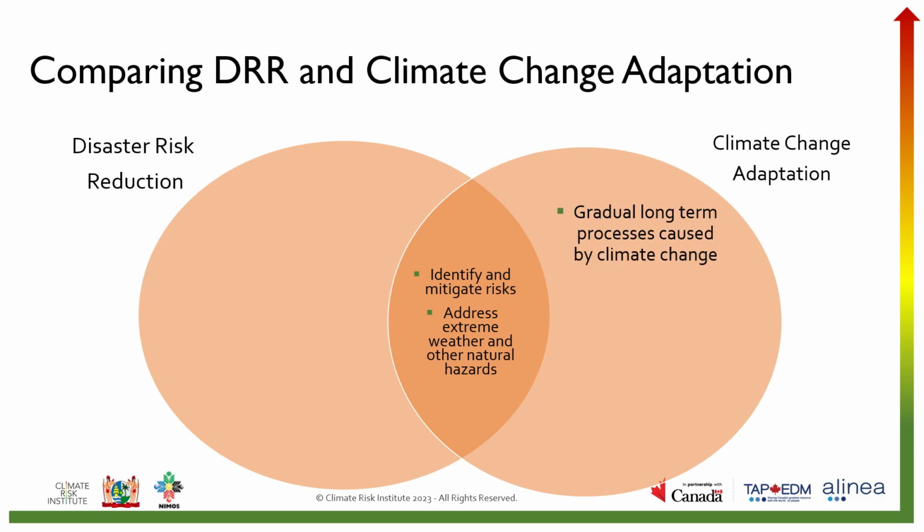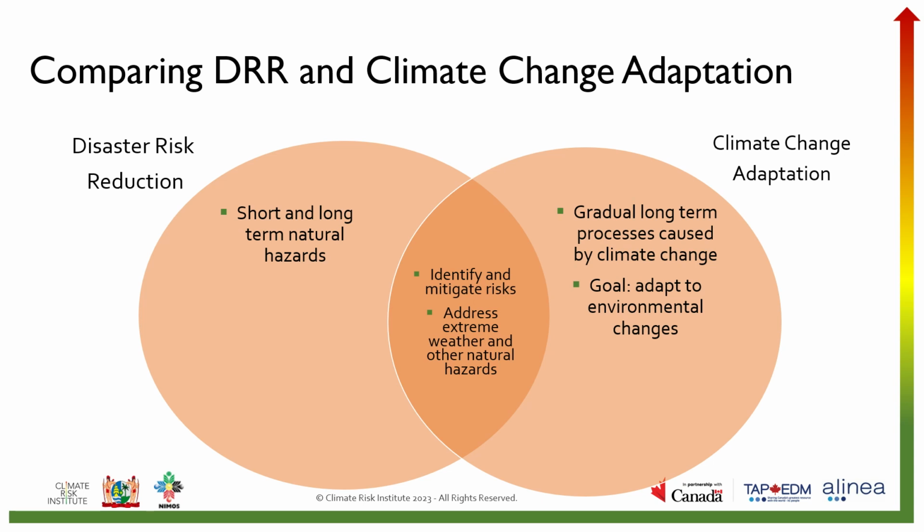Climate change adaptation focuses on gradual, long-term processes that are caused by climate change, so sea level rise, whereas DRR focuses on both short and long-term natural hazards. And remember, we said hazards can be like landslides and earthquakes, as well as technological hazards and even societal hazards. The goal of adaptation is to adapt to specific changes in the environment caused by climate change, i.e. to adapt to 1.5 degree warmer worlds.